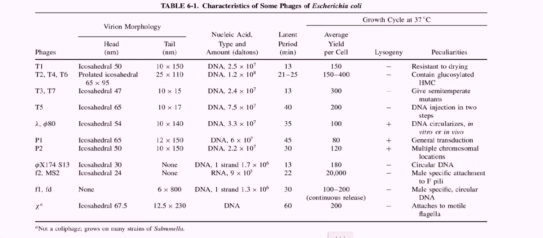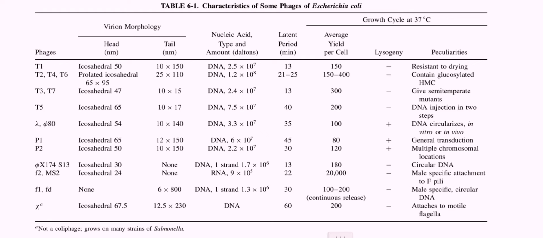As you can see in Table 6.1, these are the characteristics of some phages of E. coli. We have the phages, the virion morphology, nucleic acid type and amount, latent period, the average yield per cell, and the growth cycle at 37 degrees Celsius. Let's take, for example, T1. The virion morphology is icosahedral, with a head measuring 50 nanometers and a tail of 10 by 150 nanometers.